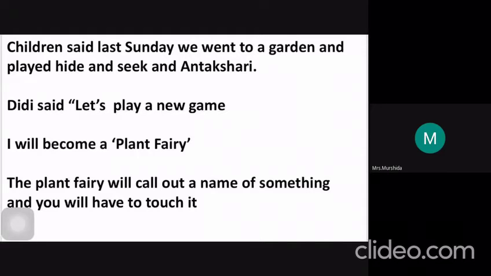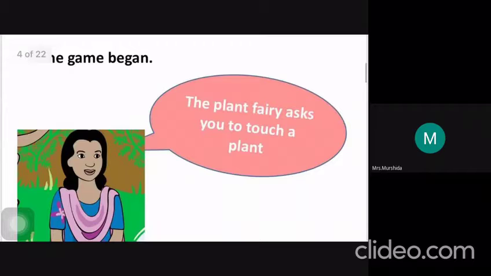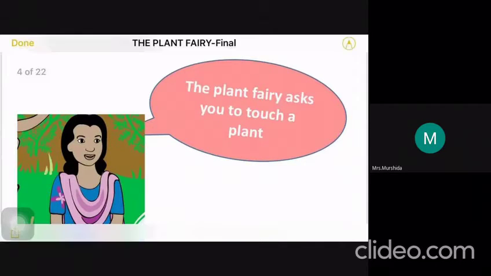The plant fairy will call out a name of something and you will have to touch it. So what was the game? The plant fairy will call out a name of something and the children had to touch it. Okay, so the game began. Yes, the game began. So Didi was the plant fairy.